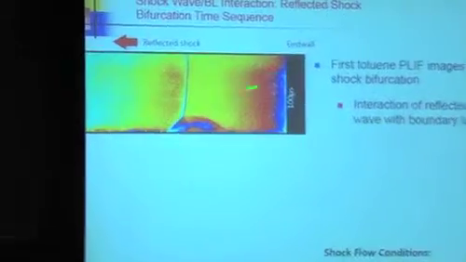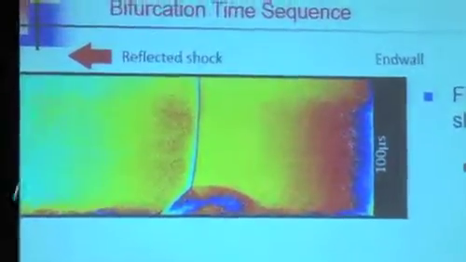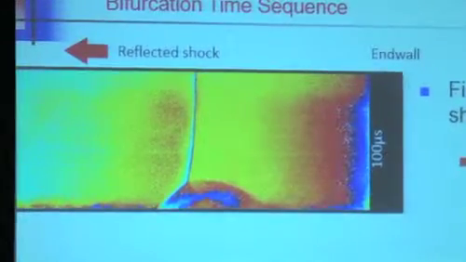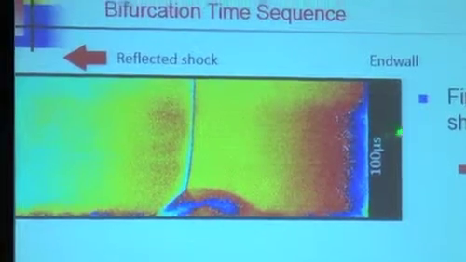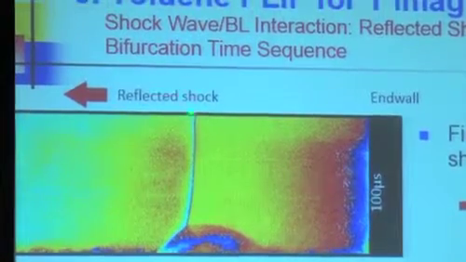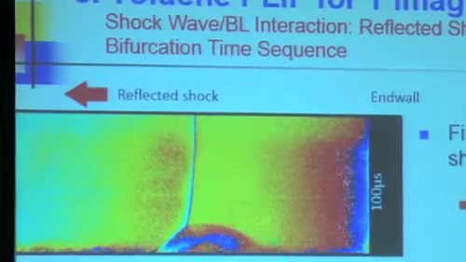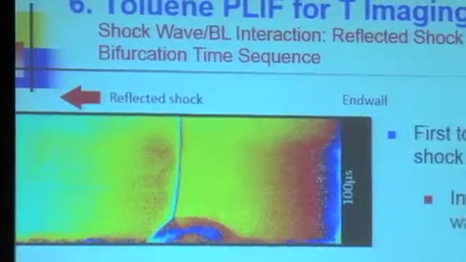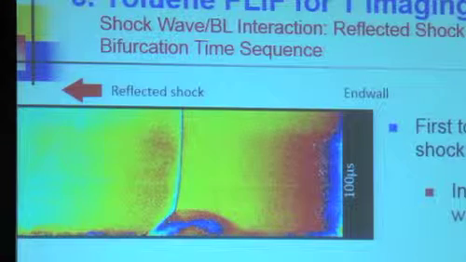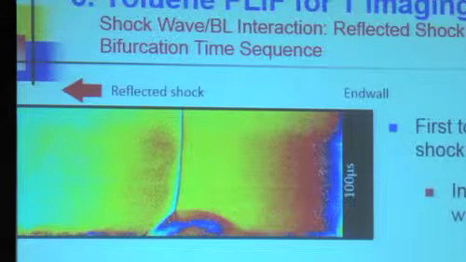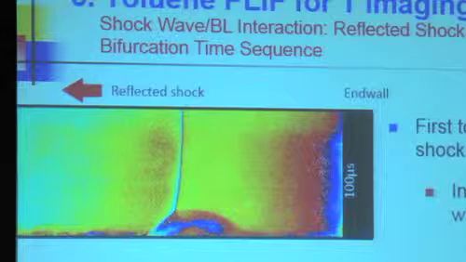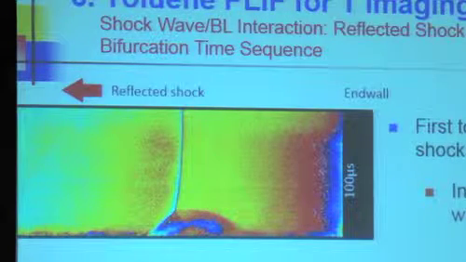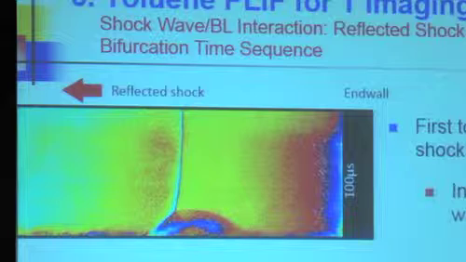So here's the end wall. The shock, and we're not looking across the full width of the shock tube. So here's the shock tube, and the shock wave comes down this way, bounces off, and goes back. So this is the reflected shock wave in what's known as the bifurcation region, which nobody has ever observed except by line of sight Schlieren or interferometry. So we're beginning to see the power of PLIF to look at 3D structures.